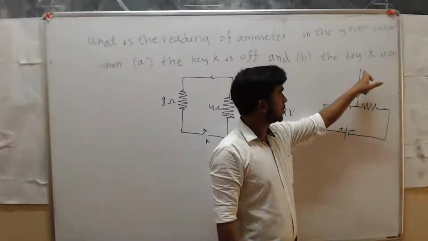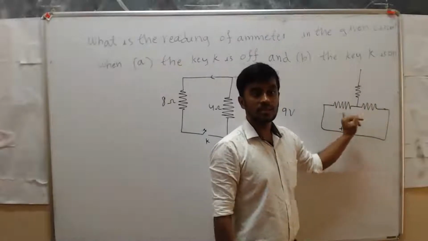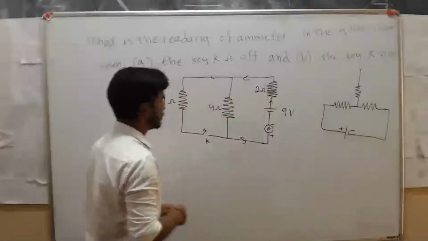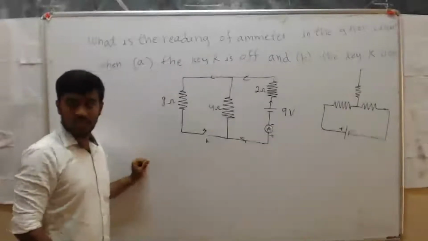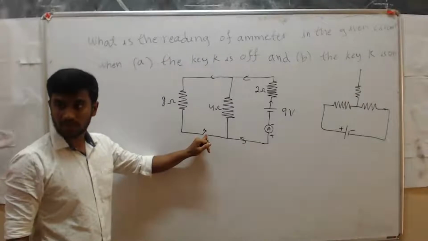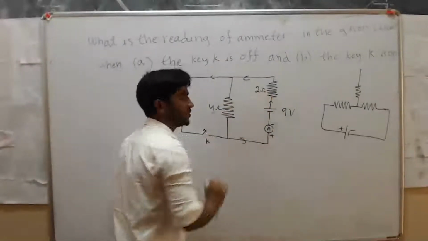But still, there is no connection on this side. So still we can say that these two are in series. So here also same. Here this is connected, but this side there is no connection, right? Here the circuit is broken. Okay, so that's why we can say that still these two are in series.